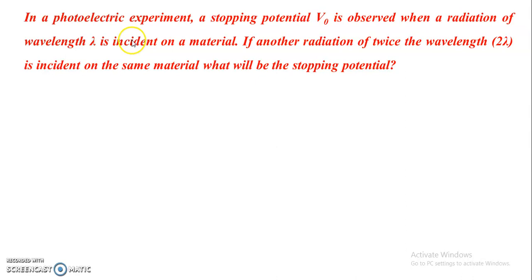In this video we are going to discuss a problem related to the photoelectric effect. The problem is that in a photoelectric experiment, a stopping potential V0 is observed when a radiation of wavelength lambda is incident on a material. If another radiation of twice the wavelength, 2 lambda, is incident on the same material, what will be the stopping potential?